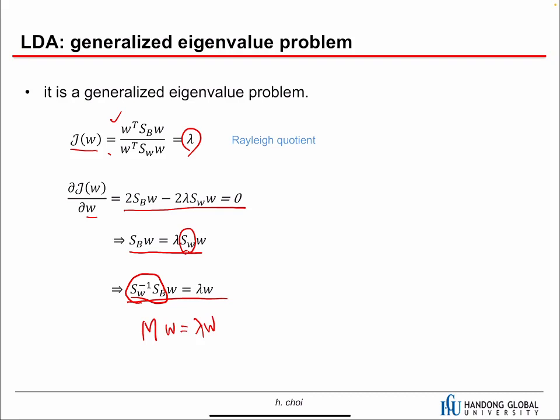But if S sub W is not invertible, then we need some trick. Easily, we can add some epsilon times the identity matrix. If we increase epsilon, then at some point this one becomes invertible. That's a simple kind of remedy when S sub W is not invertible.